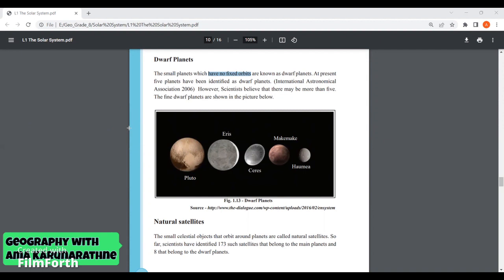At present, 5 planets have been identified as dwarf planets, as of now. So what are these 5? Pluto, Eris, Ceres, Makemake, and Haumea. So these are the dwarf planets in our solar system. When I say Pluto, does it ring any bells? Yes, Pluto used to be the 9th planet in our solar system, but now it has been categorized as a dwarf planet.